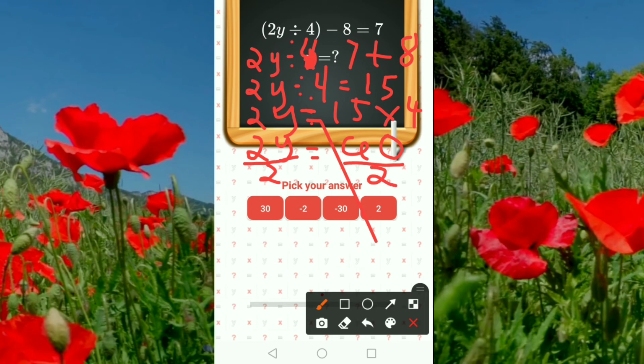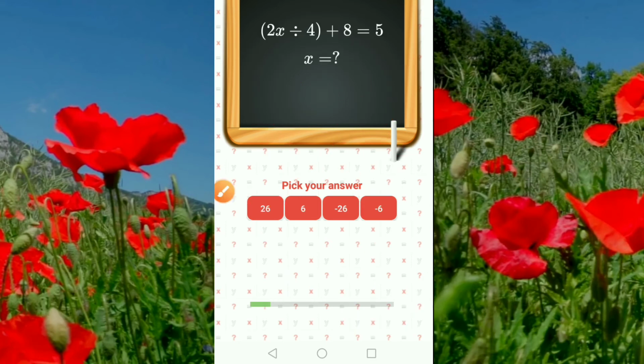So 2 divided by 2 equals 1. So we cancel. So our y is 1 equals 60 divided by 2 equals 30. So positive 30 is our answer. So there, positive 30. Oh, there. Number 2 now.